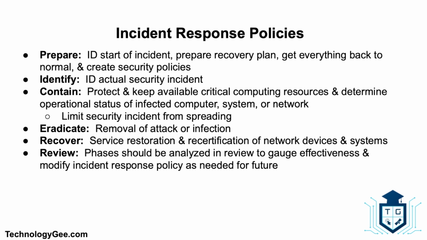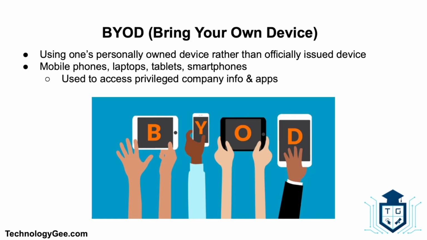Next, you want to eradicate. This deals with the removal of the attack or infection. Next is recover. This involves service restoration as well as recertification of network devices and systems. And then you want to review. All phases should be analyzed in the review to gauge their effectiveness and modify the incident response policy as needed for the future.